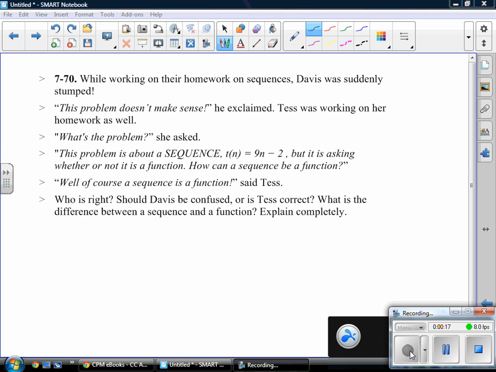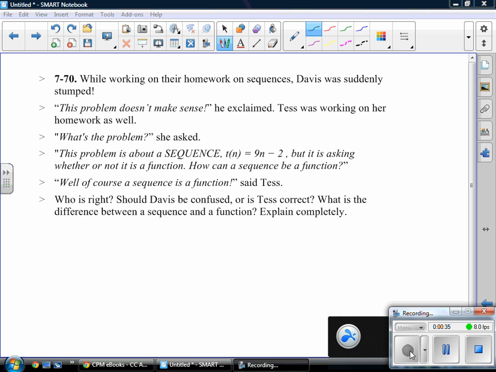"This problem is about a sequence, t of n equals 9n minus 2, but it is asking whether or not it is a function. How can a sequence be a function?" "Well, of course a sequence is a function," said Tess. Who is right? Should Davis be confused, or is Tess correct? What is the difference between a sequence and a function?